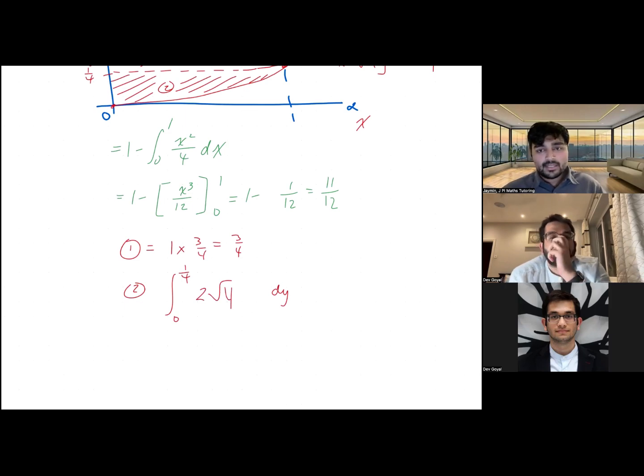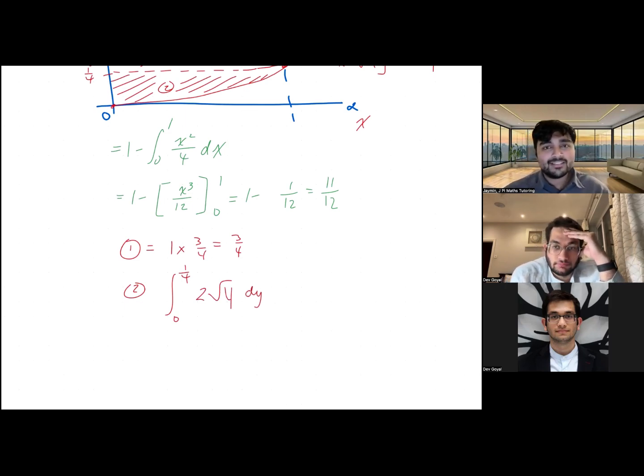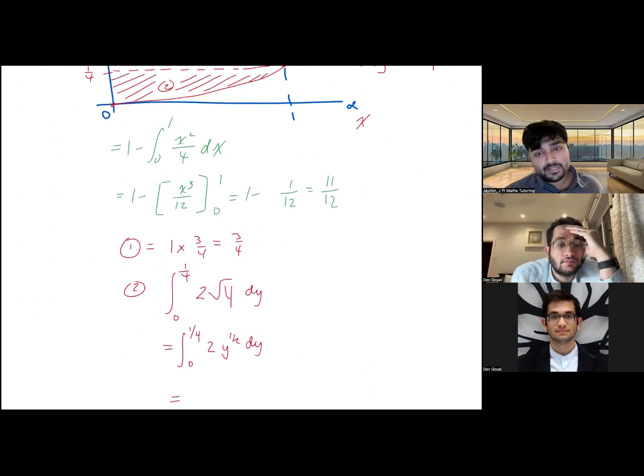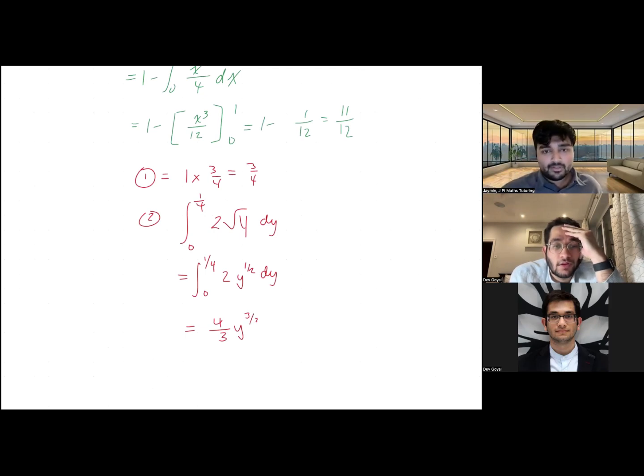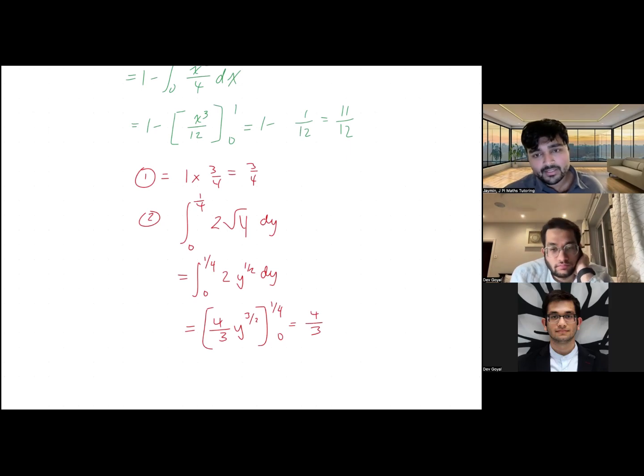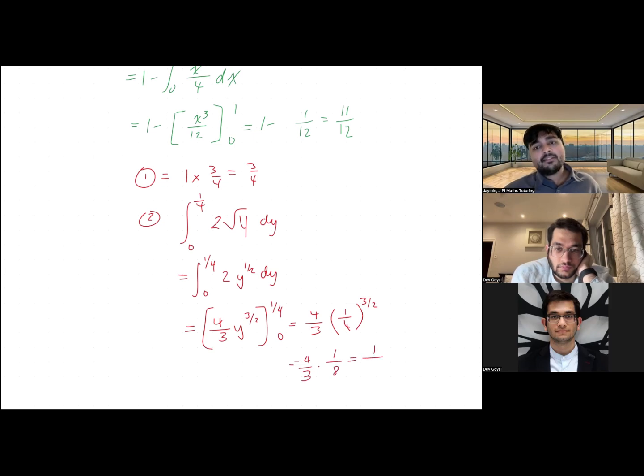Oh, sorry, I missed that. Did you say something? No, that's good. Okay. And then we can just compute this. So this is 2y to the half dy. Add 1 to the power, divide by the new power. That's going to be 4/3 y to the 3/2 from 0 to 1/4. When I plug in 0, it vanishes, so I just need to focus on 1/4. So it's 4/3 times 1/4 to the 3/2, which I believe is 1/8, so 4/3 times 1/8, which would be 1/6. So that's the area of 2.